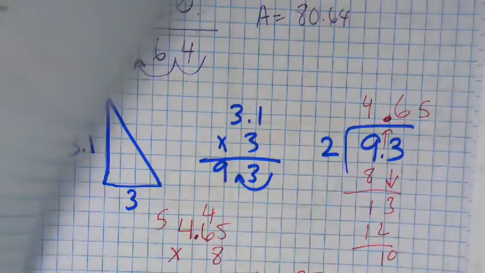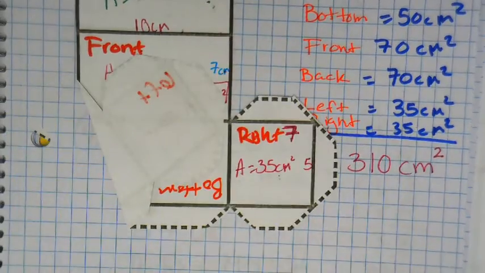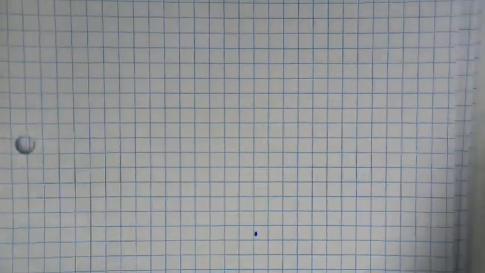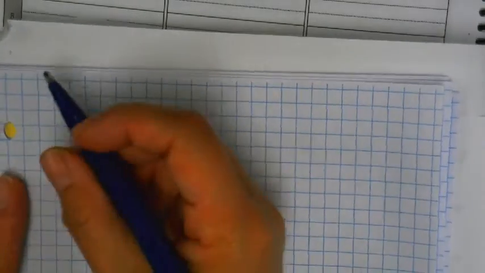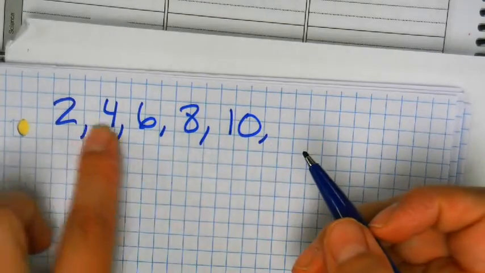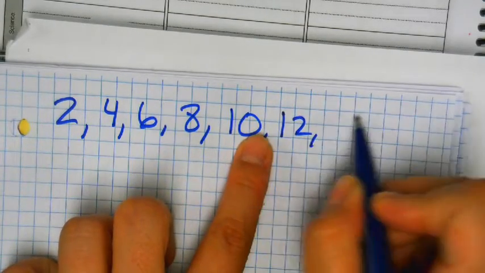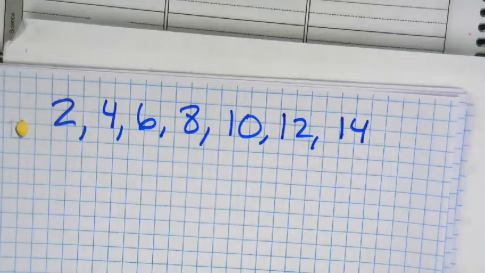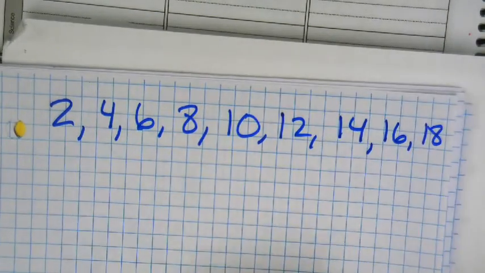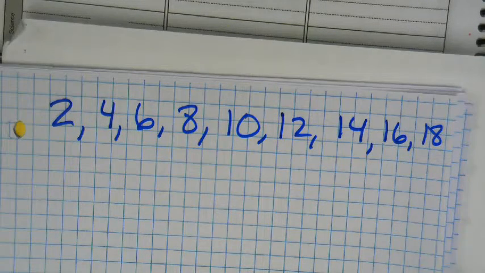Okay, I'm going to give you numbers in your notebook. Can you just put them in order? I'll be nice, I'll put them in order. We have 4 minutes. Okay, I'm going to do 2, 4, 6, 8, 10, and so on, 16, 18. So write the numbers 2 through 18 on your paper in order.